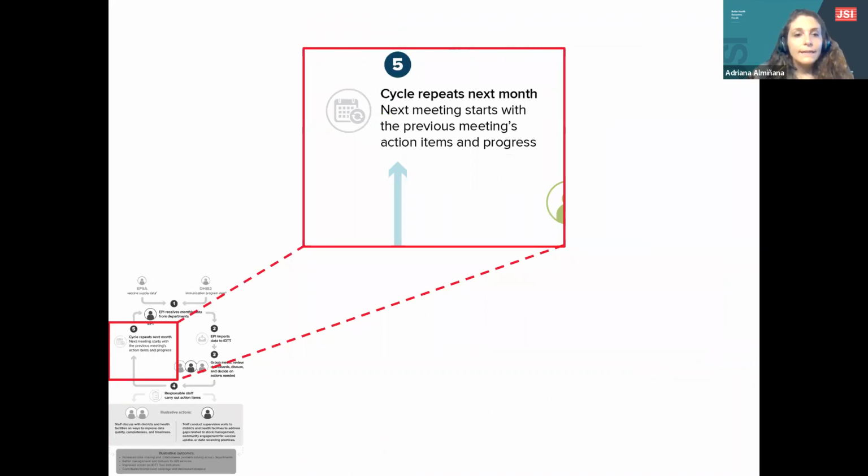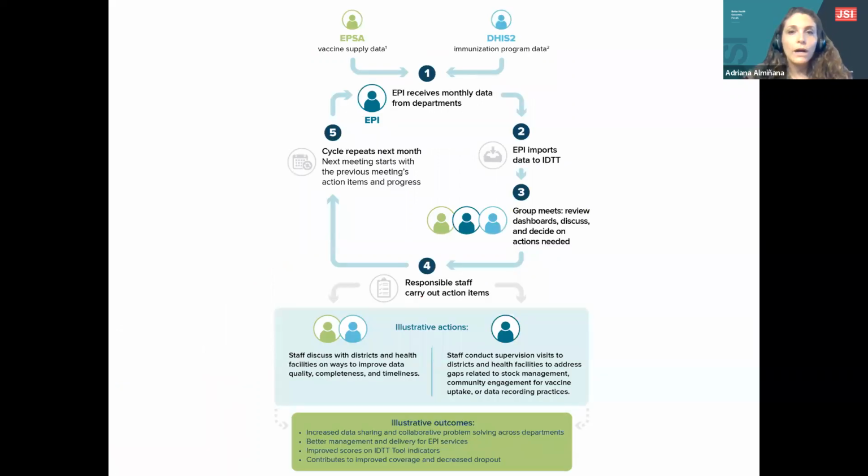Next slide. And then last in this monthly cycle, essentially the whole thing would repeat again the following month. At that next meeting, it would start with a report out of how the previous month's action items were carried out or how they were progressing. So essentially we supported the rollout and the implementation of this monthly process in two subnational areas of Ethiopia. And this included developing that tool to help facilitate the analysis, as well as providing ongoing support for that cross-departmental data triangulation committee at their monthly meetings.